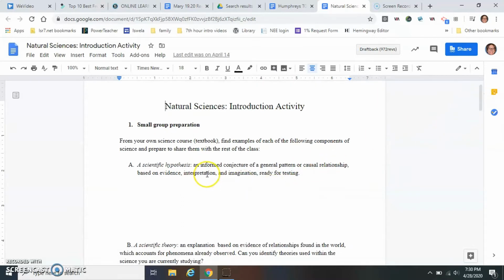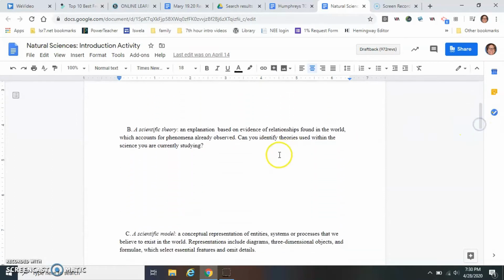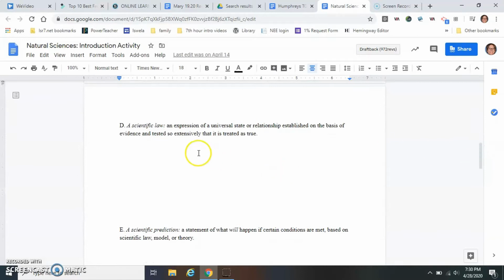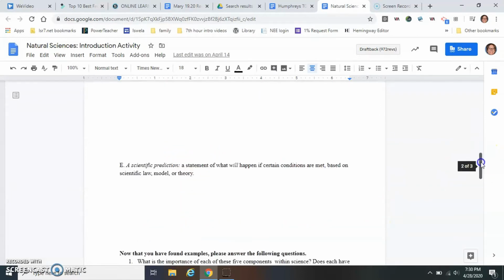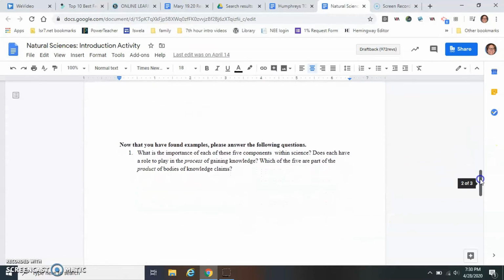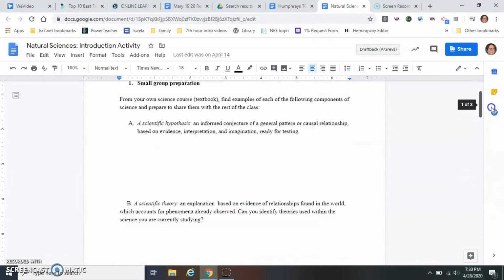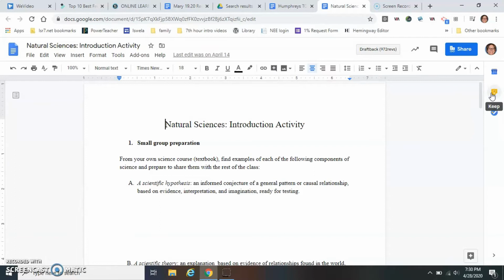It wants you to find a scientific hypothesis somewhere in your textbook, a scientific theory, a scientific model, a scientific law, a scientific prediction, and then down here it's given you some questions to answer in response to what you have found.